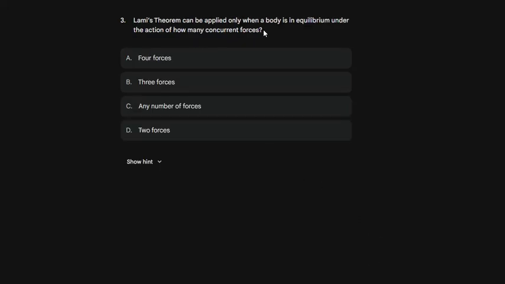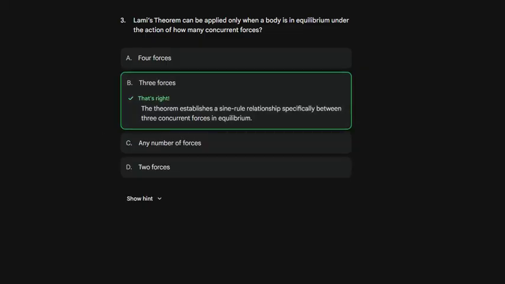Lami's theorem can be applied only when a body is in equilibrium under the action of how many concurrent forces? Already, again and again I have told you, for Lami's theorem minimum 3 forces are required. Minimum 3 concurrent forces required.